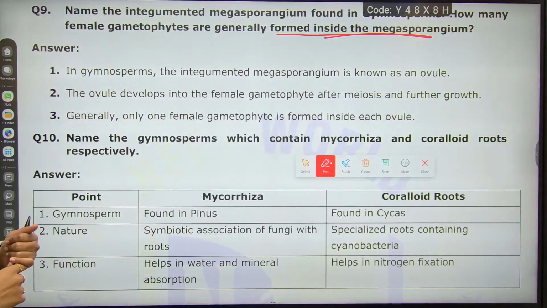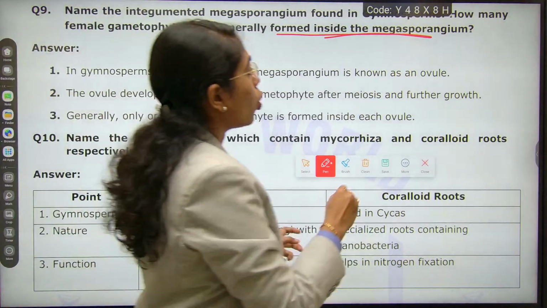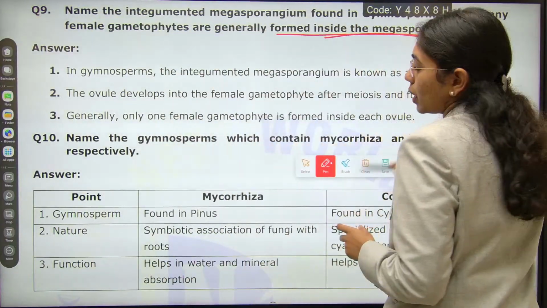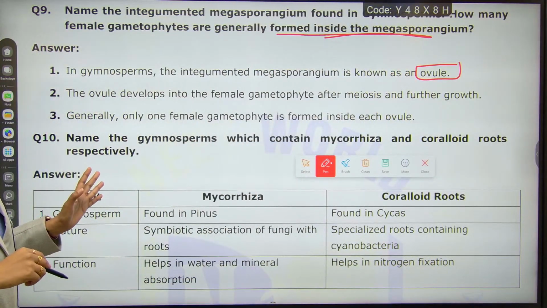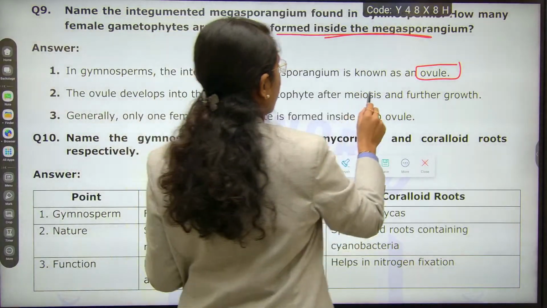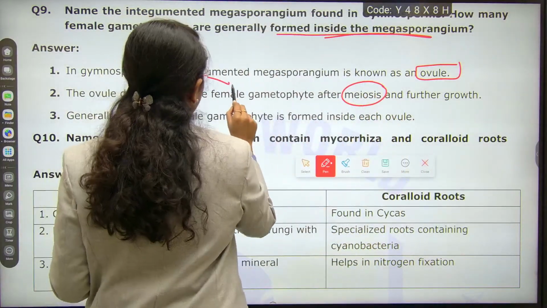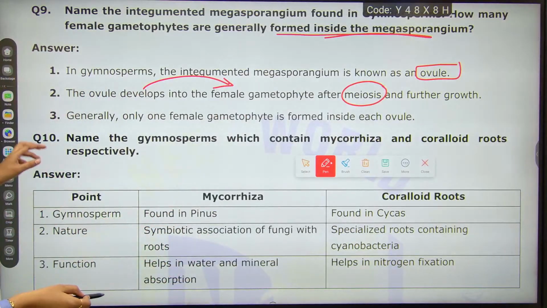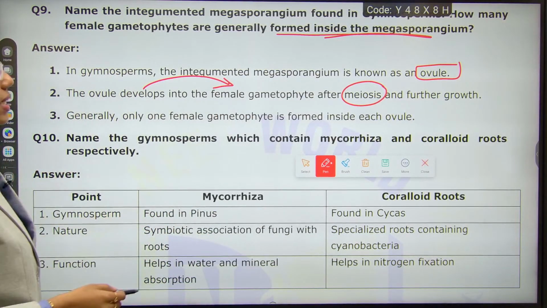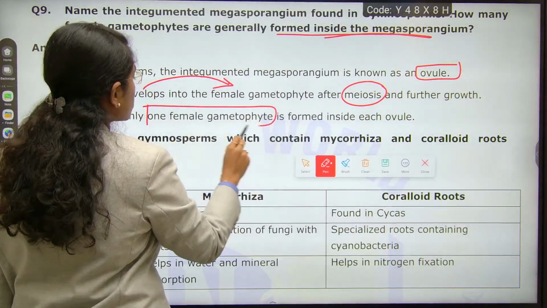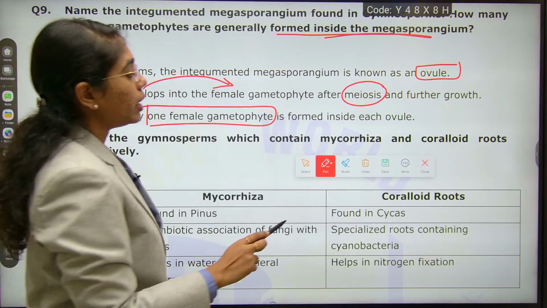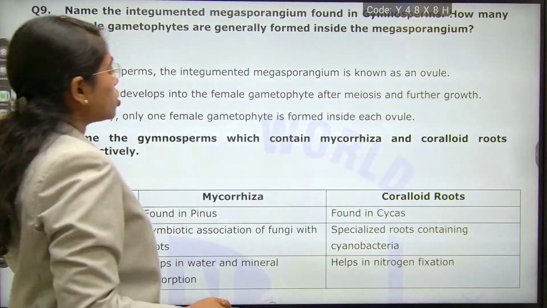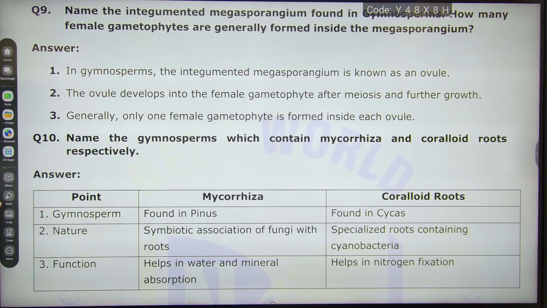Key description you see. In gymnosperms, integumented megasporangium is addressed as what? Ovule. Integumented megasporangium is addressed as ovule. The ovule develops into the female gametophyte after meiosis and further growth. Generally, one female gametophyte is formed inside each ovule. How many female gametophytes? One female gametophyte is formed inside each ovule.